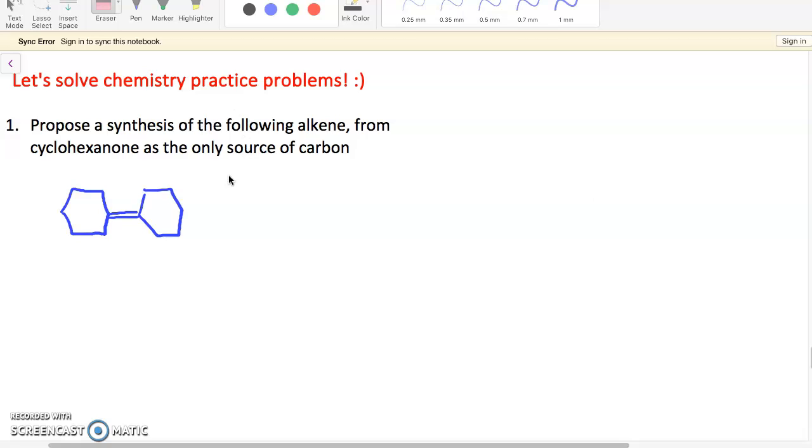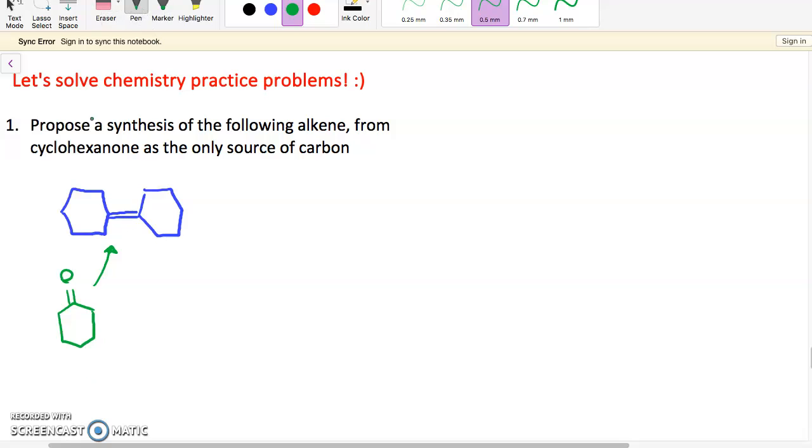In this question, we're asked to propose the synthesis of the following alkene from cyclohexanone as the only source of carbon. So how would I tackle this problem? Well, my first step would be to actually draw the starting material. So this is cyclohexanone, and we know that we need to go from here to this, and this is our only source of carbon.